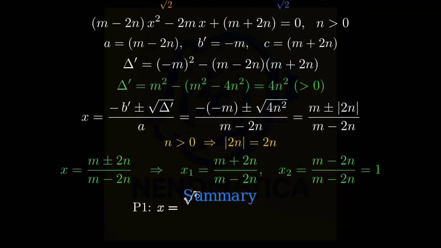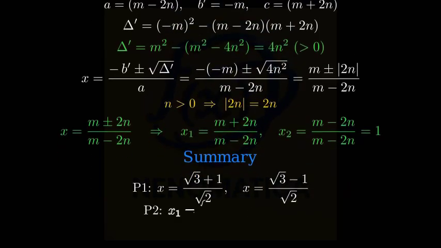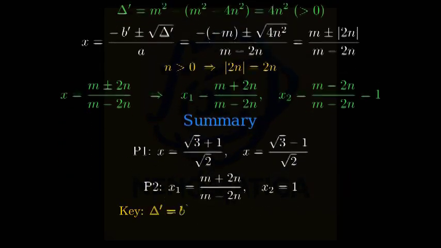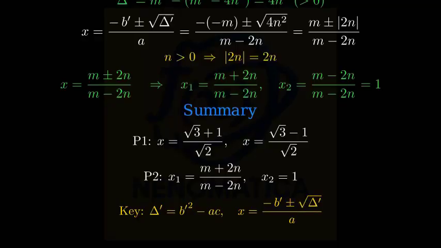Summary. Problem 1 has two real roots, square root 3 plus 1 over square root 2, and square root 3 minus 1 over square root 2. Problem 2 has two real roots, m plus 2n over m minus 2n, and 1, using the fact that n is positive. The key steps were to form delta prime, check its sign, and then apply the delta prime version of the quadratic formula.